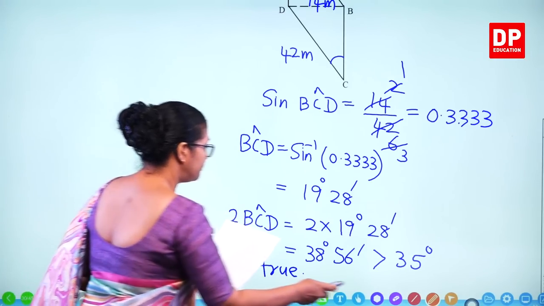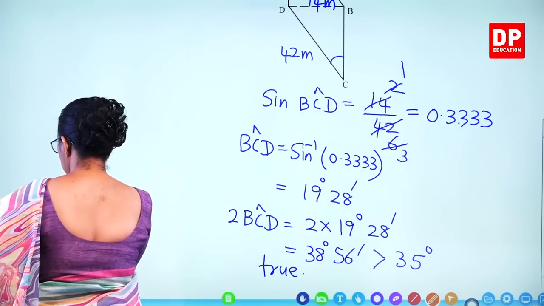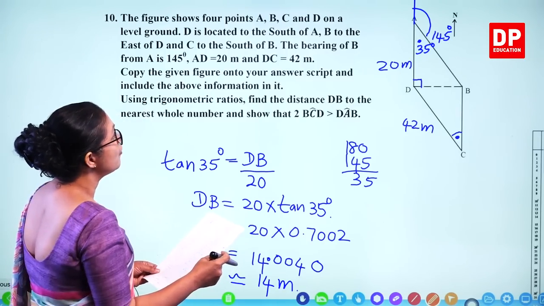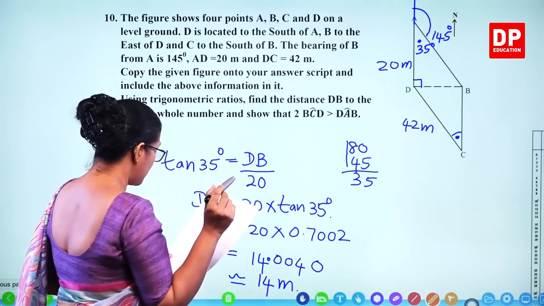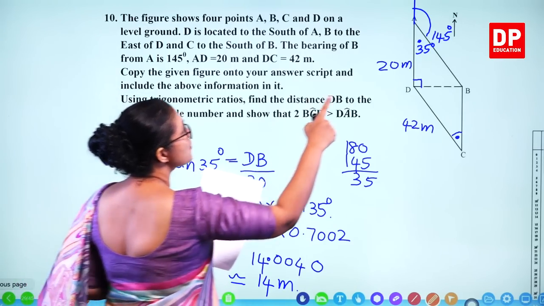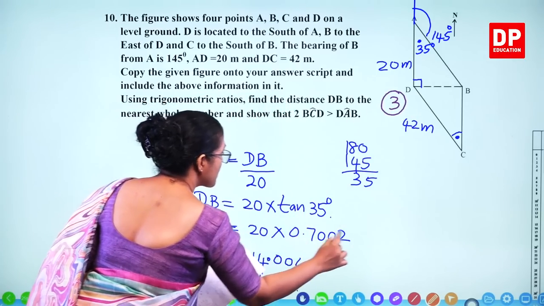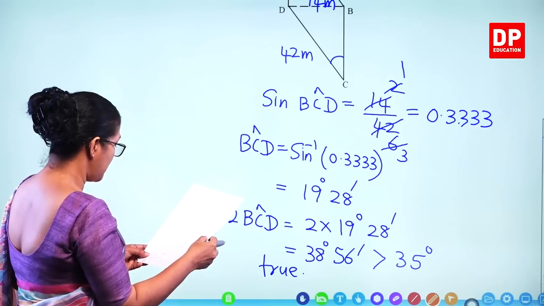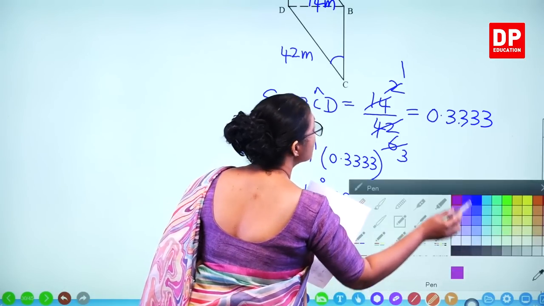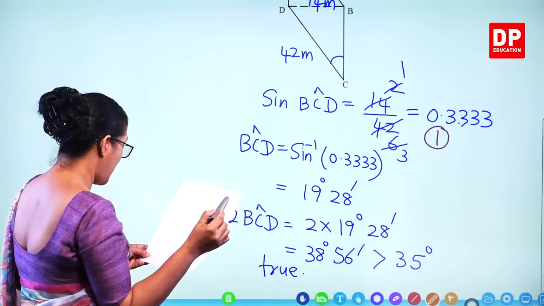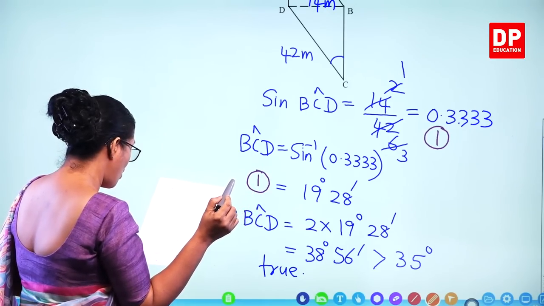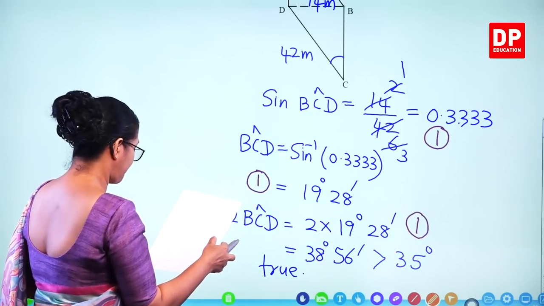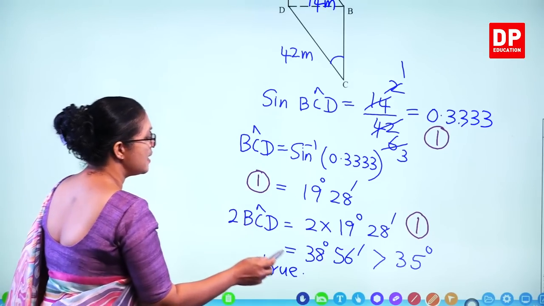Let's see the marks. So the first part, tan 35 and finding this one, and drawing the diagram and marking everything, 7 marks. So 3 marks for the diagram and 4 marks here. Then the second part, finding sine BCD, 1 mark, and inverse and find 19 28, that's 1 mark, multiply by 2 and show that this is greater than 35 degrees, 1 mark. So 7 plus 3, 10 marks for the whole question.